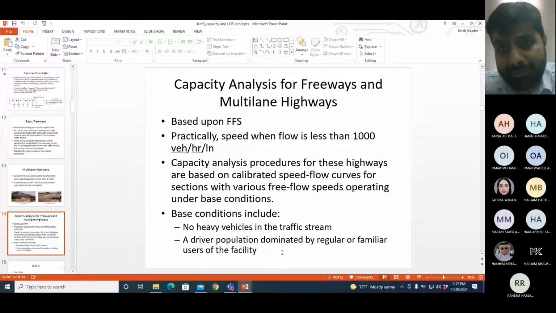Some curves are already given, and you can use them if the values of your highway are exactly matching the value of the graph. Otherwise, you can develop your own graph using the equations given in the manual. Okay, I will show you everything in the coming slides today, inshallah.